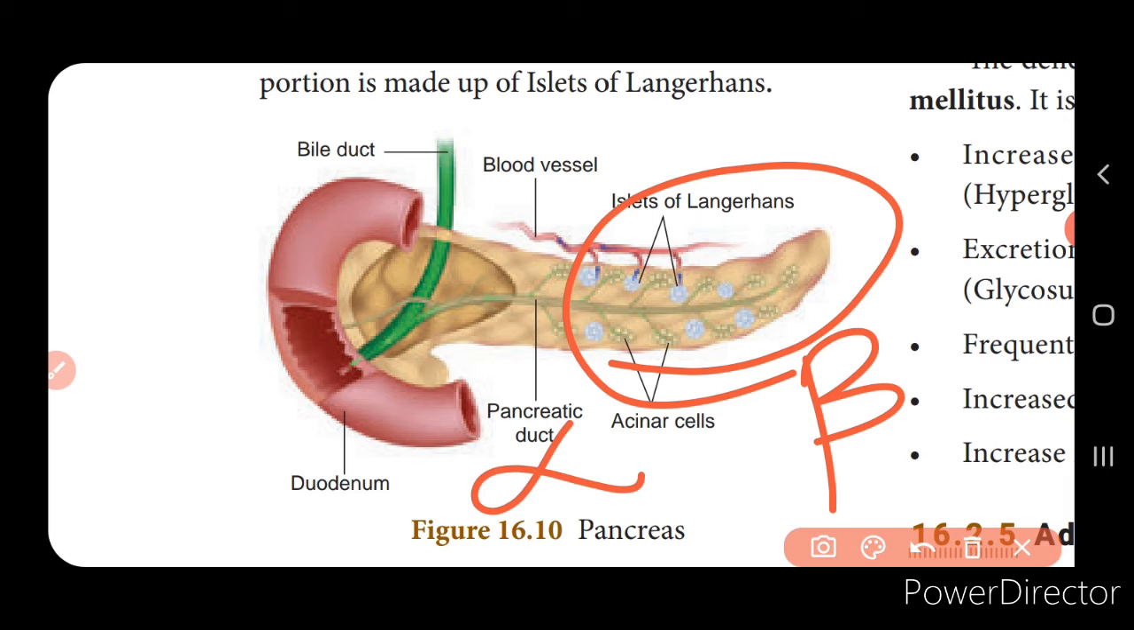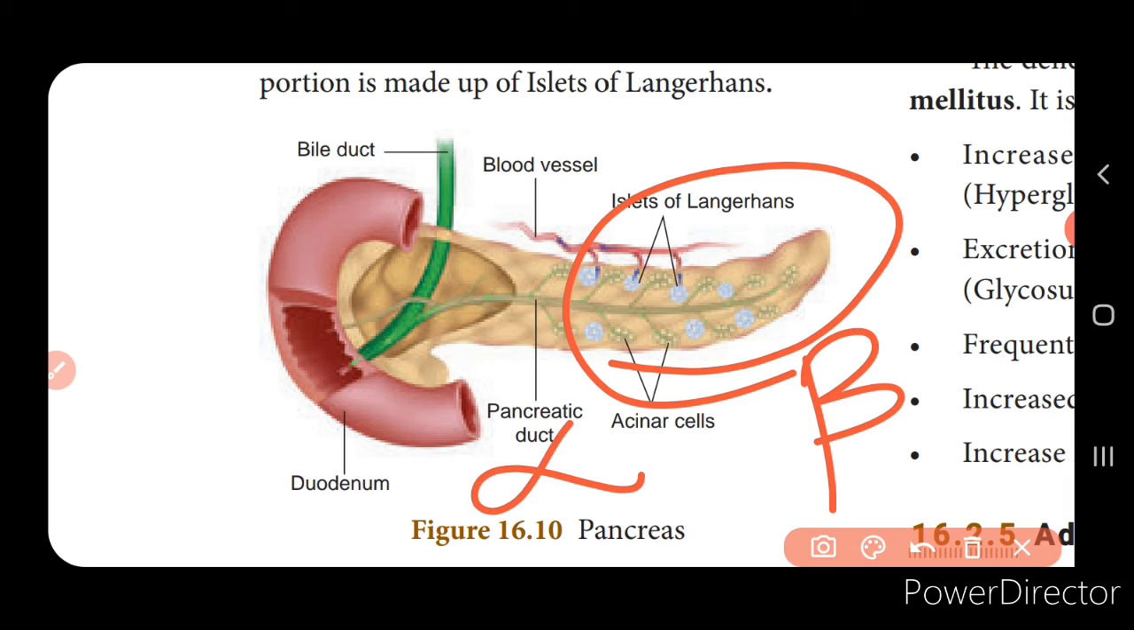If you see glycogen, these are helpful in breaking the glycogen into glucose in the liver, and this also helps in increasing the glucose level in the blood. And the deficiency of insulin leads to the disease called diabetes mellitus.